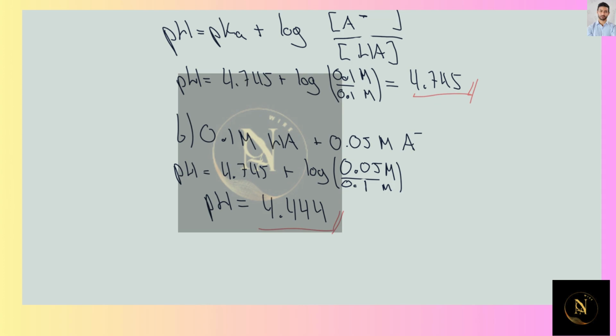In this case, since we have more of the acid than we have of the conjugate base, as you can see from the concentrations, that means that the pH is going to be lower than the pKa. So in that way, we can always check if we put the correct signs into our equations.